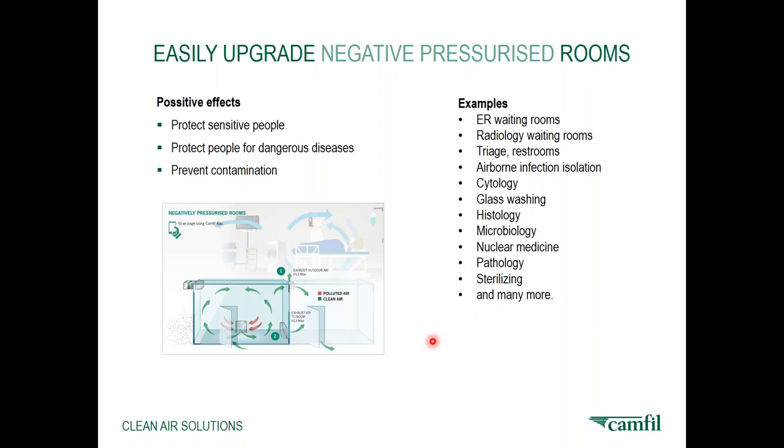Okay, and examples there: waiting rooms for the emergency department, radiology waiting rooms, triage, airborne infection isolation, cytology, glass washing, histology, microbiology, nuclear medicine, pathology, sterilizing, and the other areas related to airborne infectious diseases, where you have patients that may have tuberculosis or influenza. This is an example of the typical rooms for negative pressure.